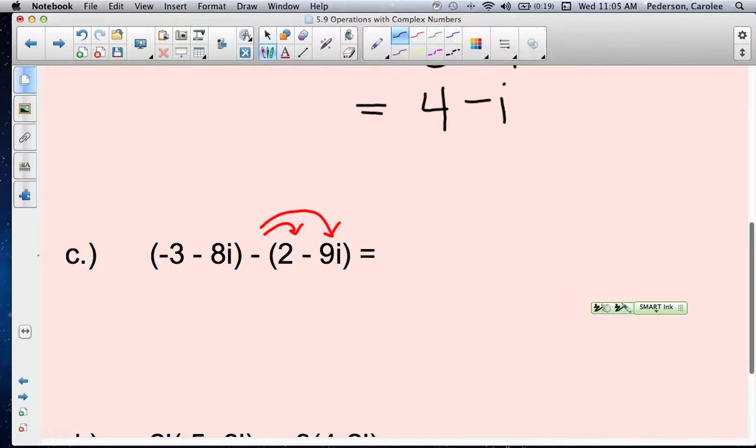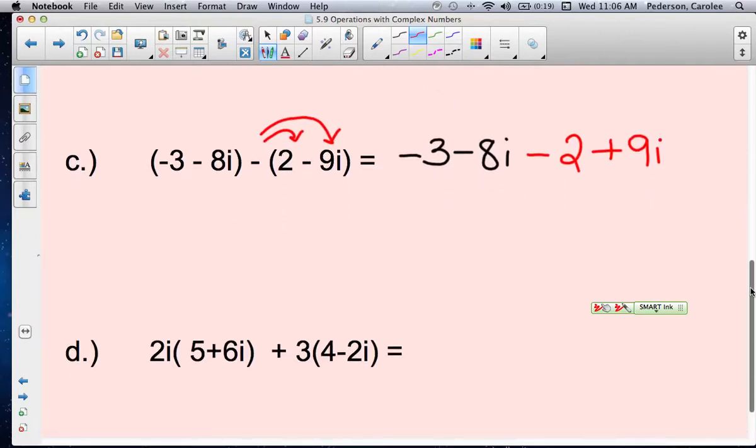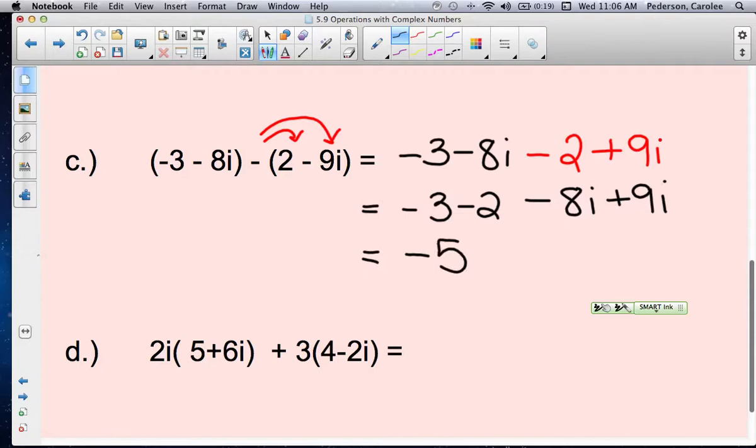So the first complex number is still just negative 3 minus 8i. But now I'm going to distribute that negative through to the second parentheses, the second complex number. So this now becomes a negative 2 and then plus 9i. Now I'm just going to group my like terms together. I have negative 3 and negative 2 as like terms, and then negative 8i and 9i as my like terms. Negative 3 minus 2 is negative 5. And then negative 8i plus 9i is 1i.